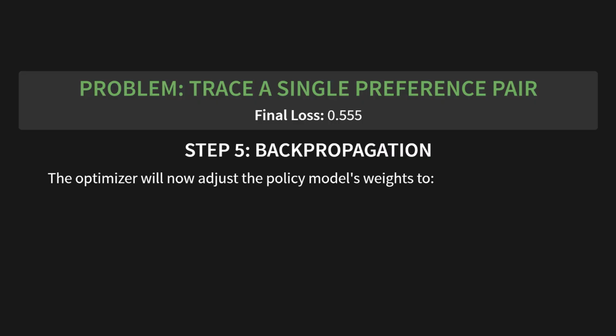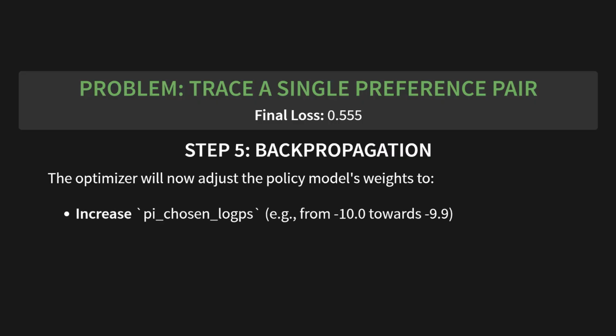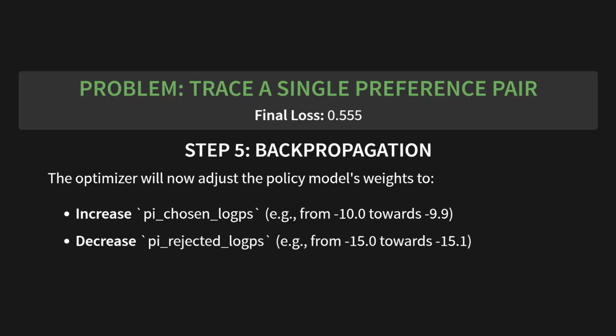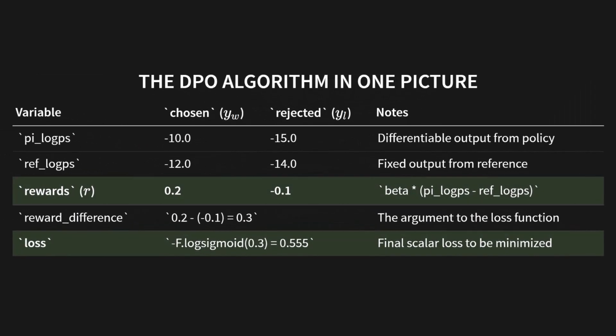Now for step 5, backpropagation. The optimizer will now adjust the policy model's weights to do 2 things. First, it will try to increase the chosen log probs. For example, it will nudge it from -10.0 towards -9.9. Second, it will try to decrease the rejected log probs. So it'll push it from -15.0 towards -15.1. It's learning the preference.